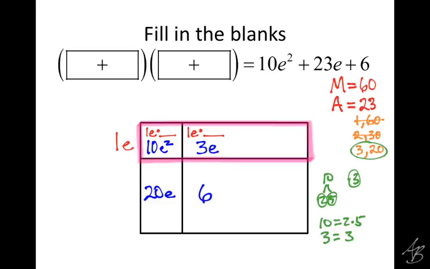And we should be able to finish all of this now just using that one piece of information that we just figured out. All right, so let's start here. What do we multiply by 1e to get 10e squared? 10e. And that 10e is the width. So I'm going to label that up top.